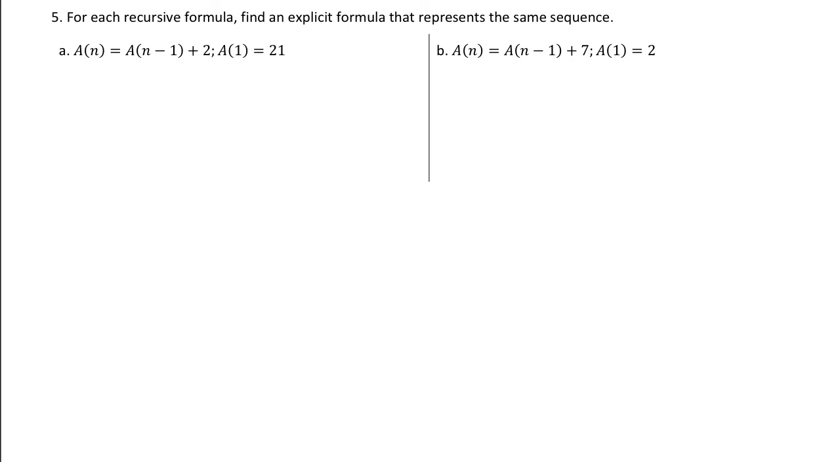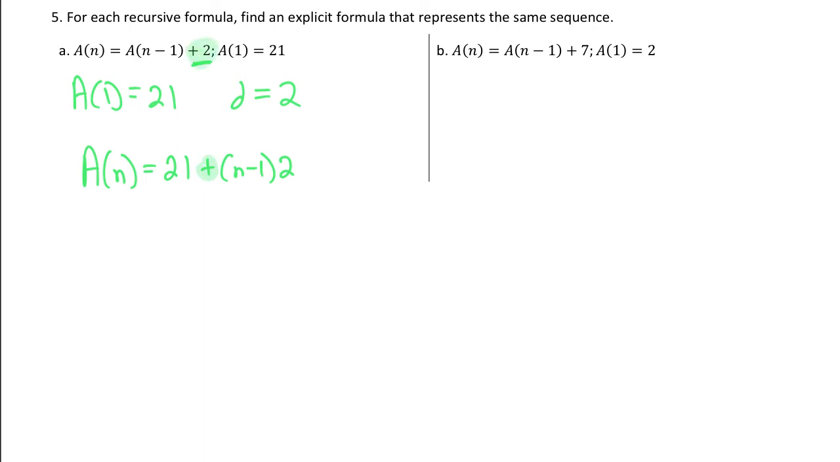And then the last two examples just review taking a recursive formula and finding the explicit formula. We look at a recursive formula and say, my two pieces of information I need are the first term, which is 21, and the common difference, which in this one is 2. So our explicit rule, a of n, is our first term plus n minus 1 times 2. If our common difference is negative, this plus sign becomes a subtraction symbol. If that were minus 2, it would be subtracting the quantity.